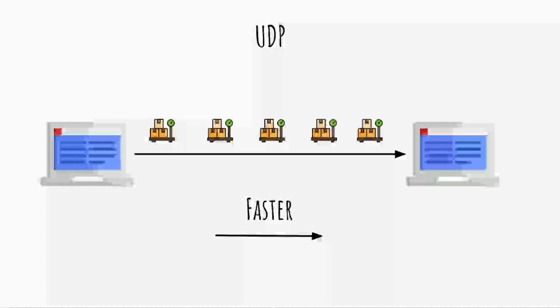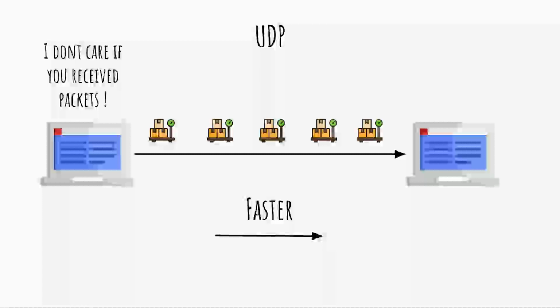UDP doesn't really care whether packets reached their destination, and it will not resend a packet if it didn't reach the other party. It will just continue sending other packets. You cannot ask for those missing packets again with UDP, and these are just the basics behind the two most known protocols for communication. Even though many of you probably knew this already, it is good to have a refresher since we're going to need this knowledge when performing scanning.